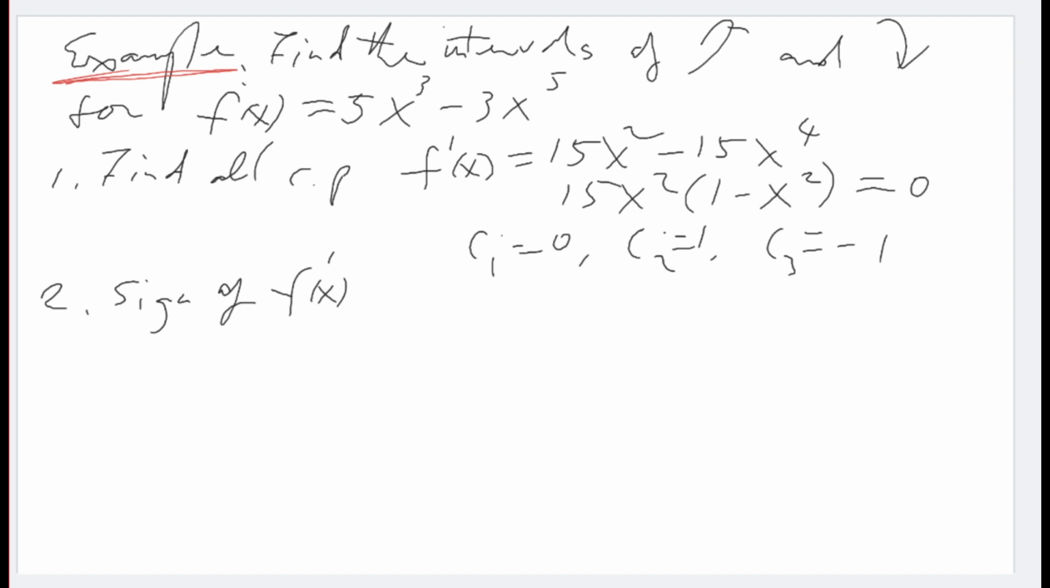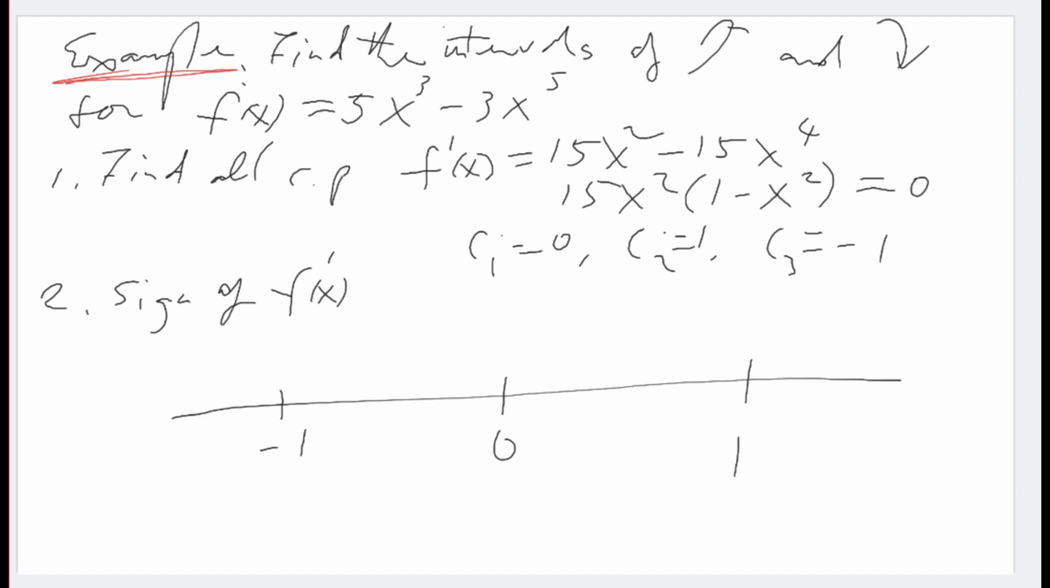Okay, find all critical points. We just did that. Then do a sign chart for f prime. So on a number line, you mark your critical points: negative 1, 0, and 1. Test f prime over each subinterval. 1, 2, 3, 4. There are 4 of them.